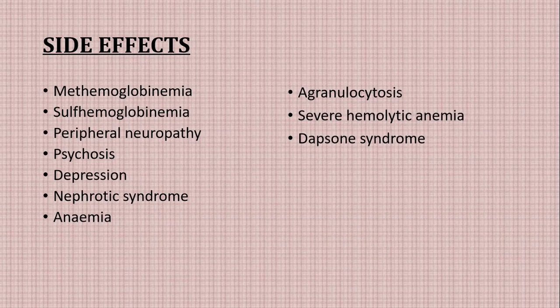Side effects are methemoglobinemia, sulfhemoglobinemia, peripheral neuropathy, psychosis, depression, nephrotic syndrome, anemia, agranulocytosis, severe hemolytic anemia, and Dapsone syndrome. Actually, these are all blood disorders in which the oxygen carrying capacity is decreased if we use this drug. Dapsone syndrome is the condition in which hypersensitive reactions occur in some patients due to using the drug.